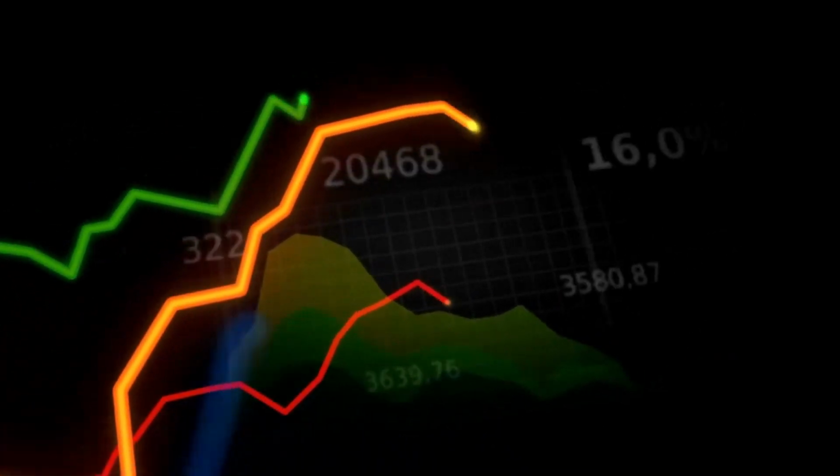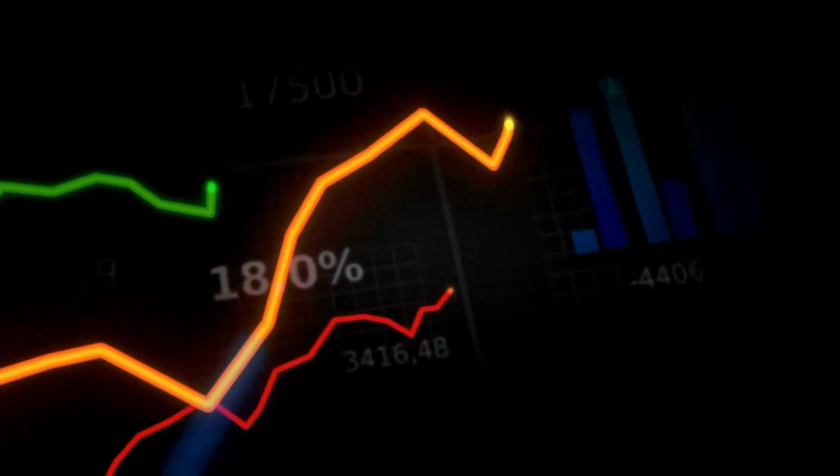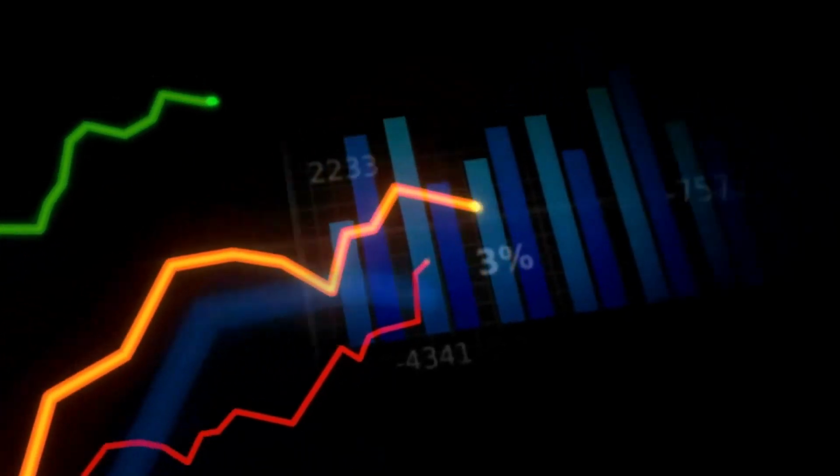Now for exiting, we do not wait for the crossback. It is better to use an ATR trailing stop loss for better risk management.